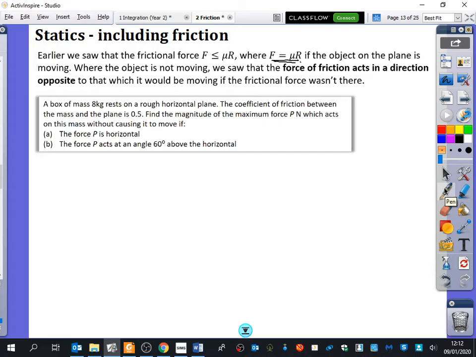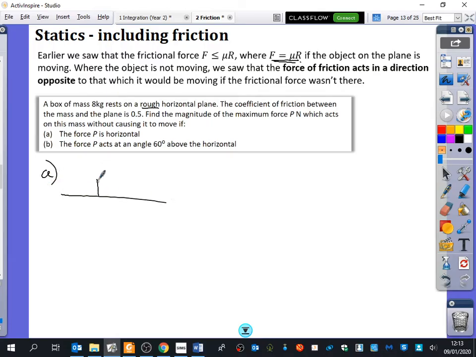It says a box of mass 8 kilograms rests on a rough horizontal plane. So at the moment it's not moving. The coefficient of friction between the mass and the plane is 0.5. Find the magnitude of the maximum force P which acts on this mass without causing it to move if the force P is horizontal. This is quite a simplified problem to begin with because it's just on a flat surface, and we're going to be doing some more complicated ones that aren't on flat surfaces. The first thing it wants us to deal with is if the force P is horizontal, so I'm just going to pretend we're only looking at that scenario.